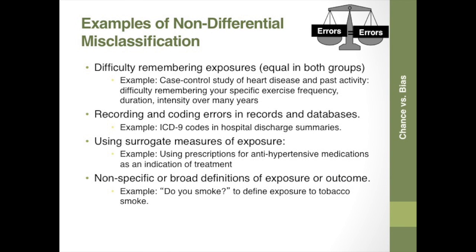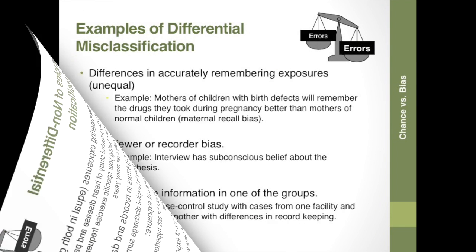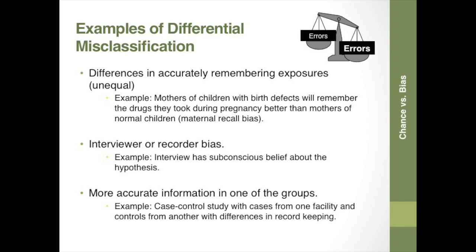Non-differential misclassification might be related with difficulties remembering exposures or recording and coding errors in databases, using surrogate measures of exposure, or non-specific or broad definitions of exposure or outcome that are equally mistaken in both groups. Examples of differential misclassification include differences in remembering exposures in the two groups, interviewer or recorder bias, or obtaining more accurate information in one of the groups.